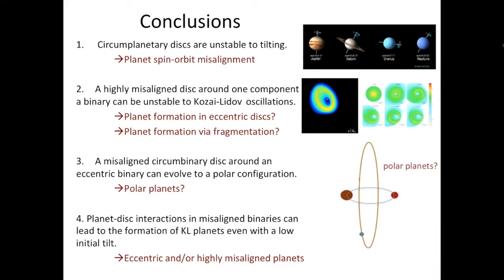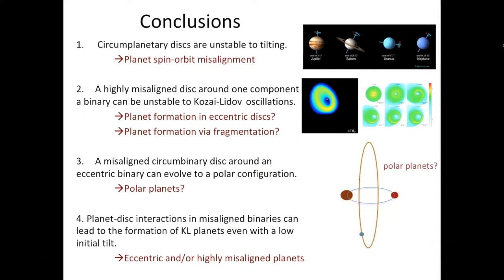Third, a misaligned circumbinary disk can evolve to a polar state where it's perpendicular to the binary orbit. Polar circumbinary disks and planets may actually be even more common than coplanar planets and disks if they're around highly eccentric binaries. The Kepler planets are all found around relatively short orbital period binaries, and so it's not surprising that they are all coplanar. In the future, we expect to find misaligned planets around binaries with larger orbital period.